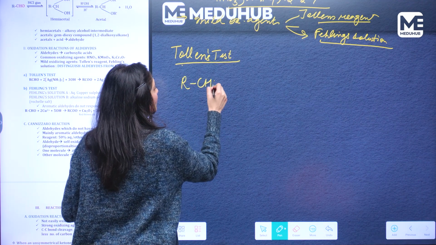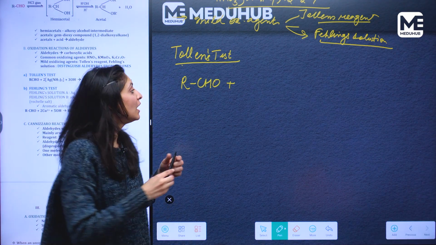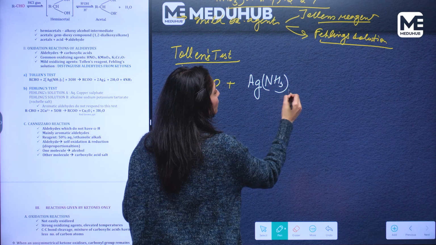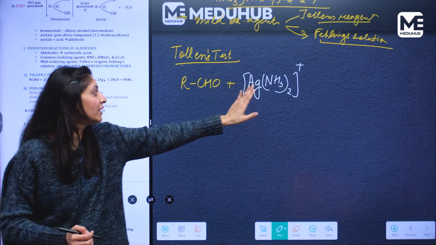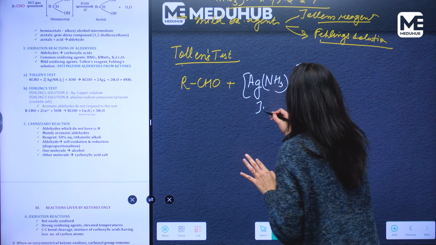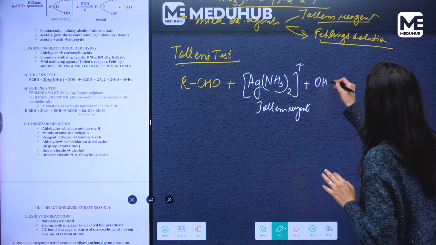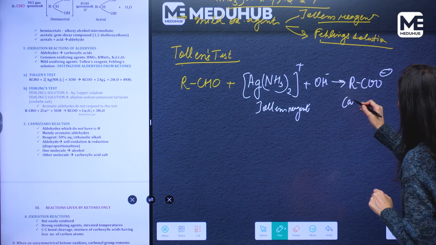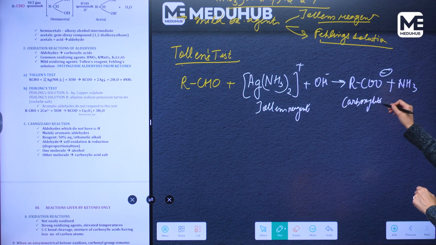We have an aldehyde which reacts with freshly prepared ammoniacal silver nitrate solution, [Ag(NH3)2]+ with an OH minus. Freshly prepared ammoniacal silver nitrate, the Tollen's reagent, oxidizes the aldehyde to the corresponding carboxylate ion, and we get NH3, H2O and silver.